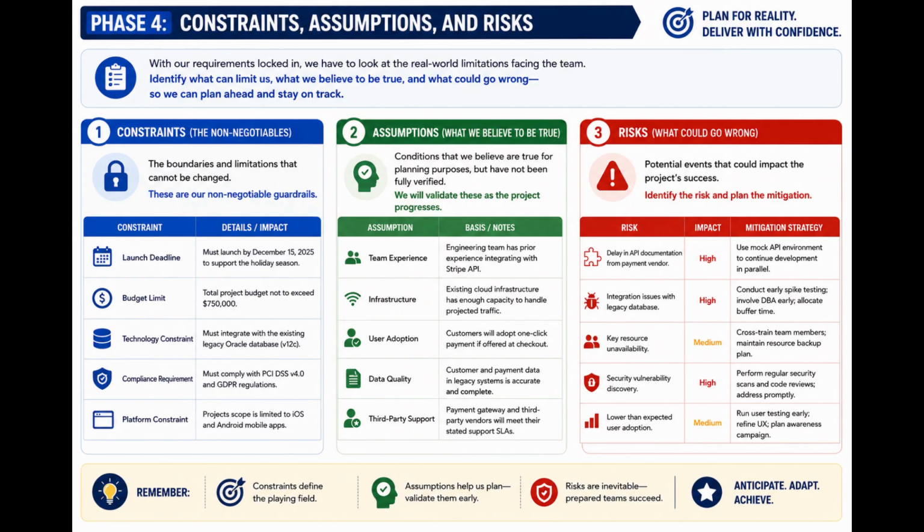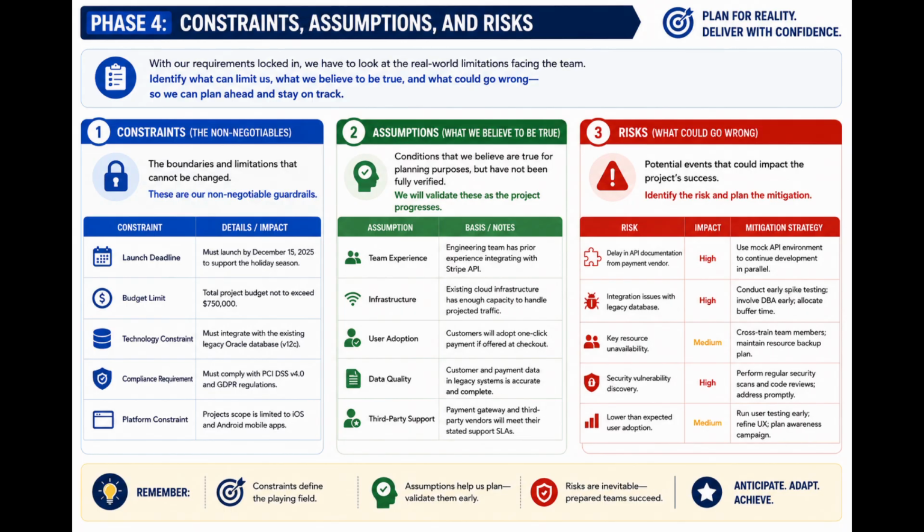Finally, you must list your project risks alongside clear mitigation strategies, ensuring that if a dependency like a third-party vendor delays their documentation, your team can pivot to using a mock API environment to keep development moving forward.